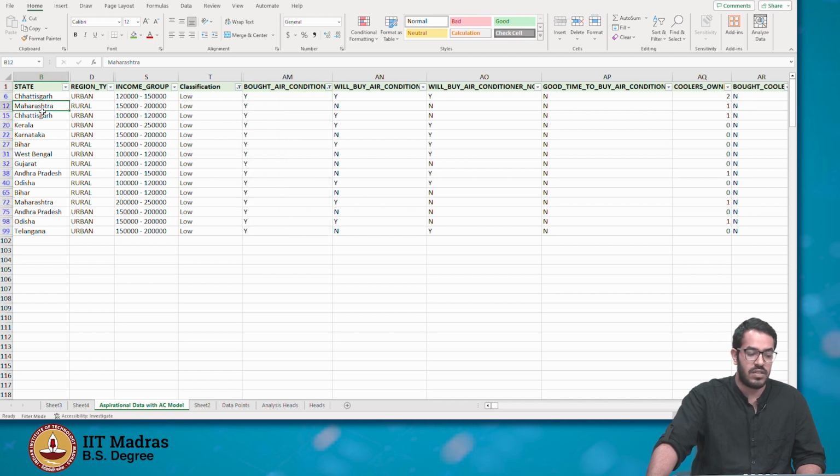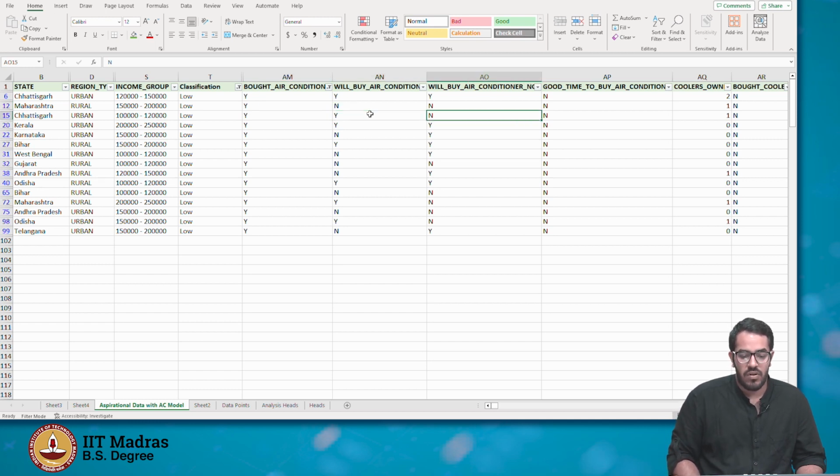So we can see Maharashtra is a fairly humid state. Kerala again a fairly humid state. Karnataka is a big state, I'm not sure how humid it remains. West Bengal definitely humid. Gujarat definitely humid. Maharashtra again humid. So we see that the majority of the people from the lower income group have bought an air conditioner because they live in a humid state. It gets really hot in my experience here, so them buying an air conditioner is a valid thing.